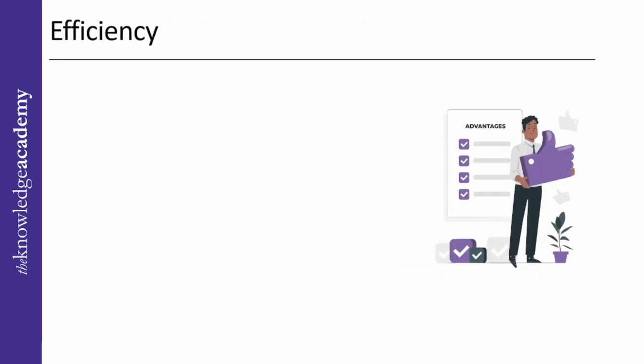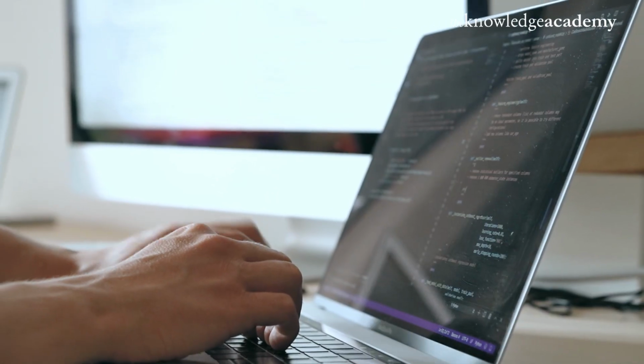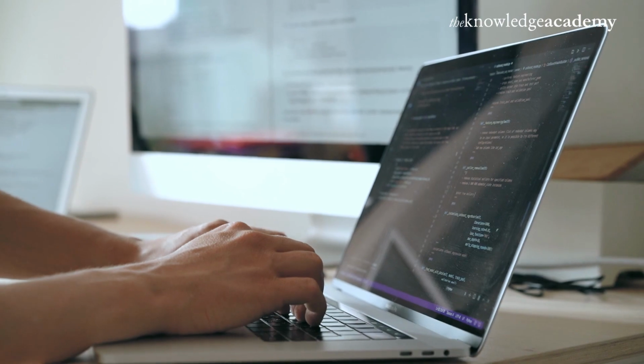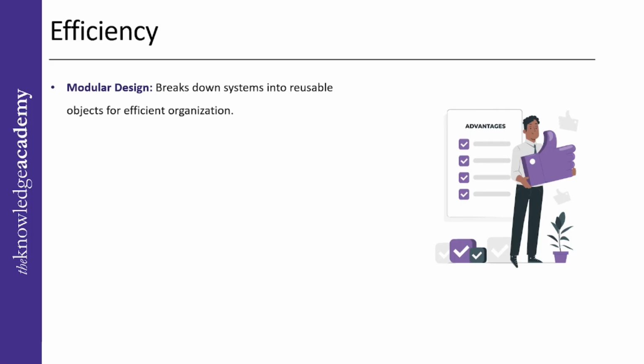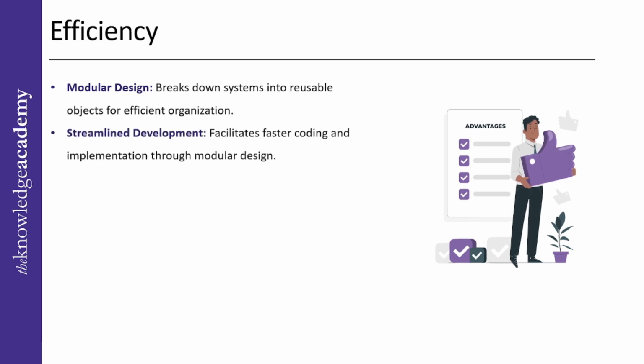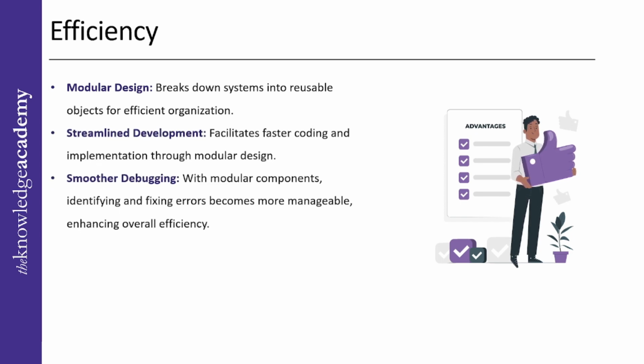Let's examine the first aspect: efficiency. Object-oriented programming excels at breaking down intricate systems into smaller, reusable objects, fostering a modular design approach. This modularity not only streamlines development but also paves the way for faster implementation and smoother debugging processes.